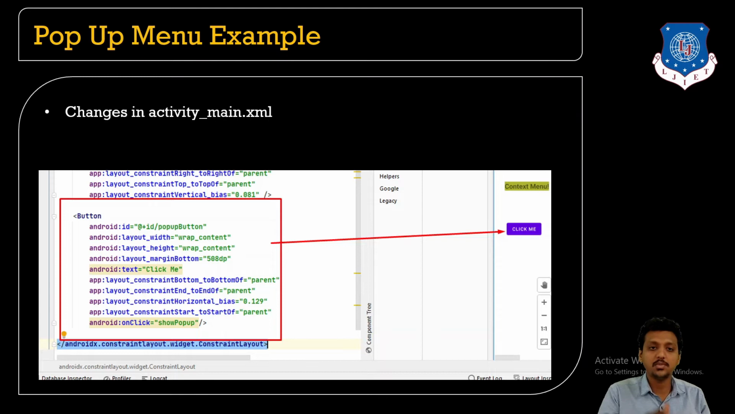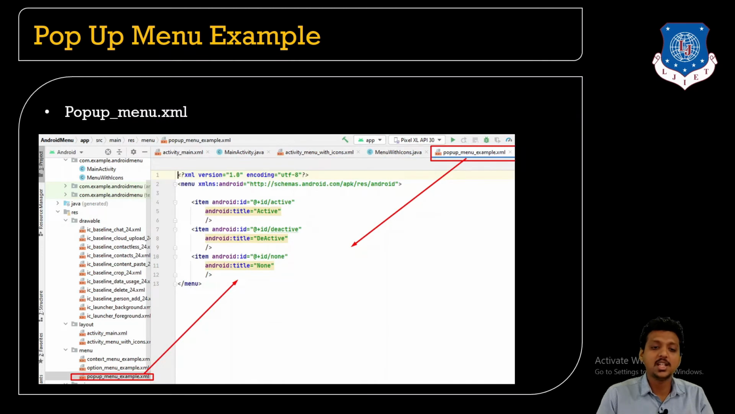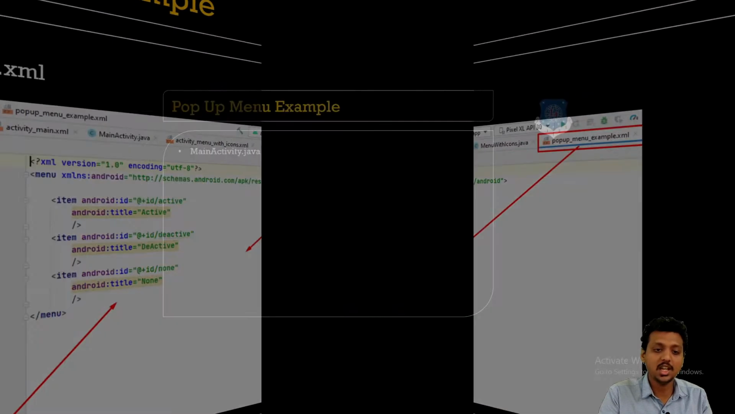On click, I'm going to call a function known as showPopup. Now let me show the popup menu XML file. Inside the menu folder, I'm going to create another menu file named popup_menu_example.xml, where I define three different items: active, deactive and none. So these three items are created.